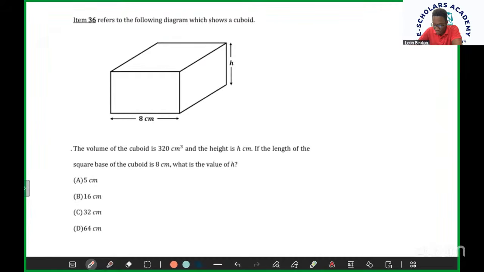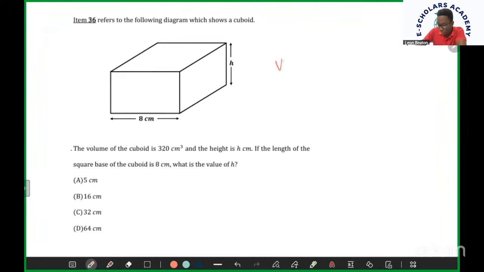The volume of the cuboid is 320 cm cubed. The height is 8 cm. If the length of the square base is 8 cm, what is the value of H? So they said the base is square. The diagram doesn't look like a square, which is weird. CXC questions normally have diagrams that look like the things they're trying to say. So they said that the base is squared. What is the value of H?